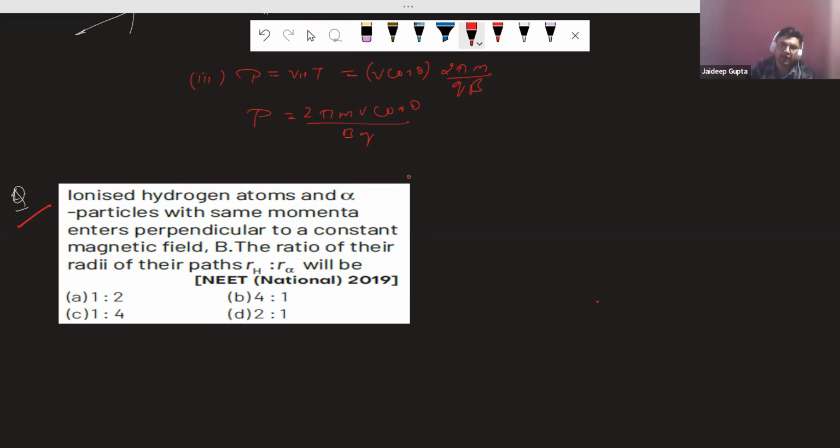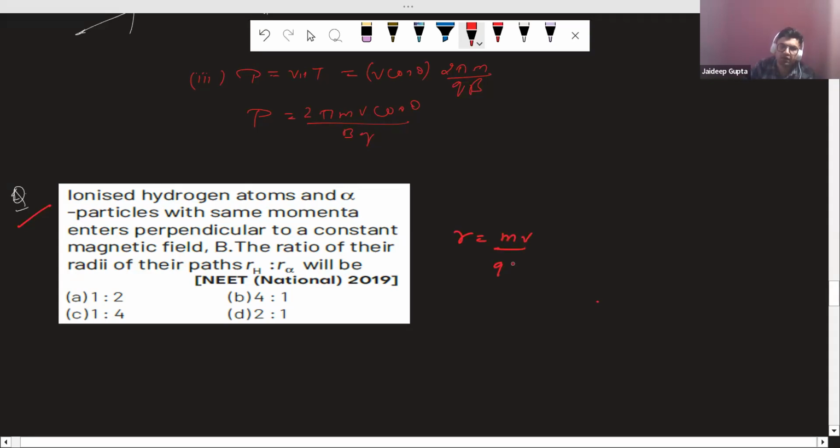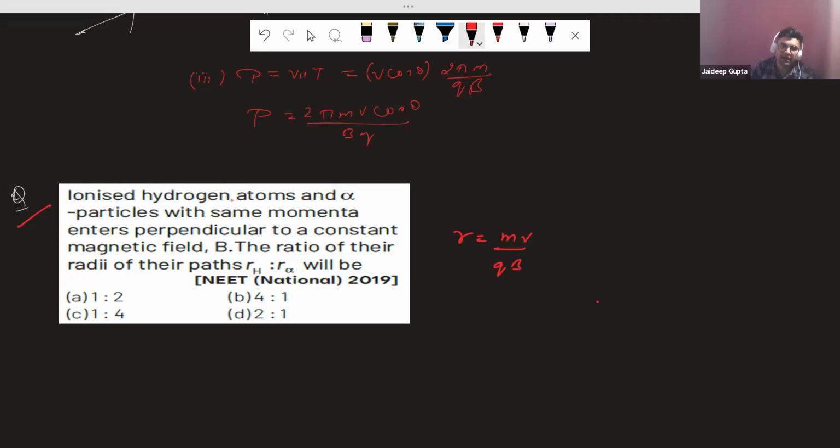D. And rest of you, Farhad, D. Alan, Saifullah, Aksha, write your answer. Hiba. First, write your answer, everyone. Which formula do we have to use directly? R equals mv over qB. That's it. Ionized hydrogen atoms and alpha particles with the same momentum, momentum means mv, enter perpendicular to a constant magnetic field. B is also constant, so R is proportional to 1 over q. That's it. Very easy question.